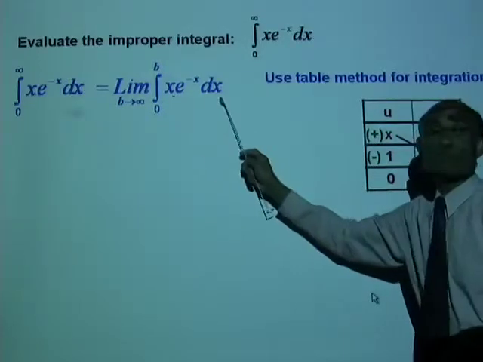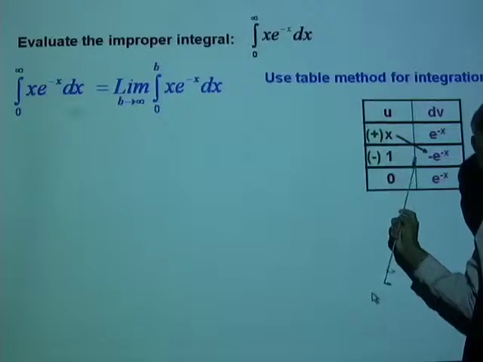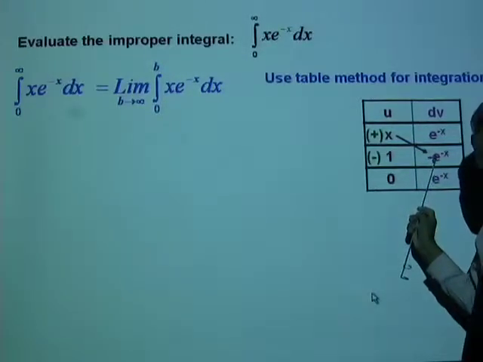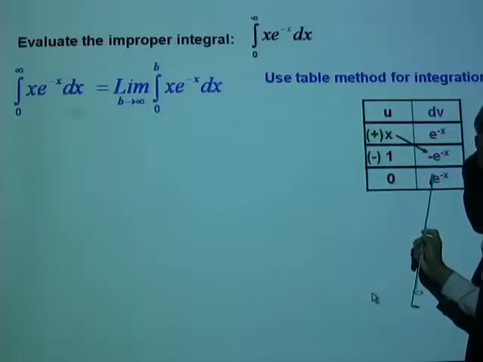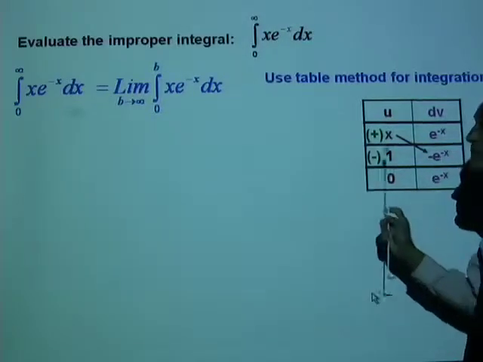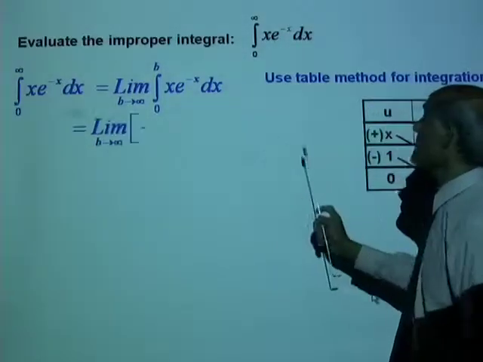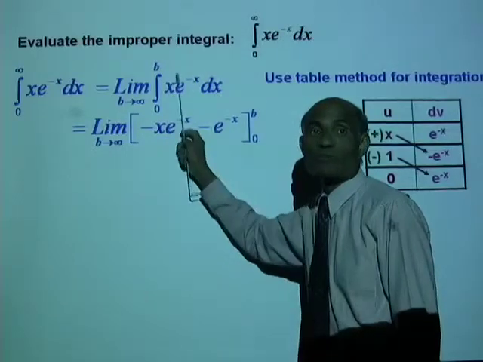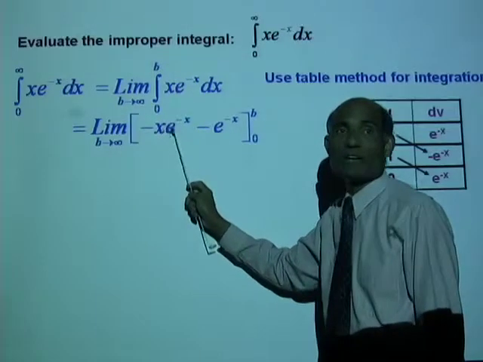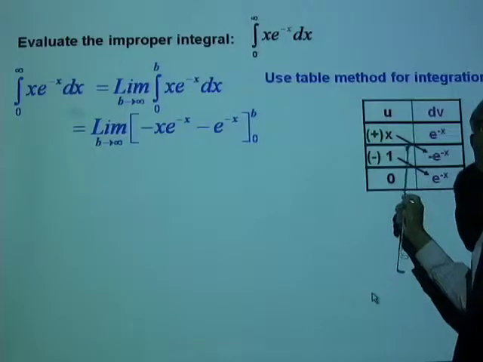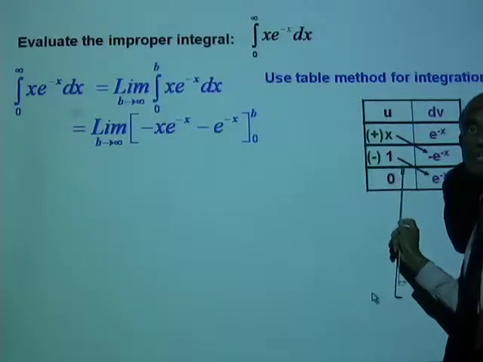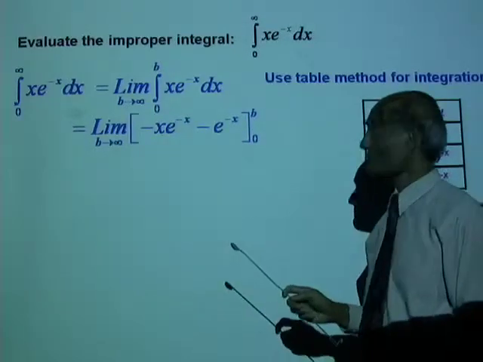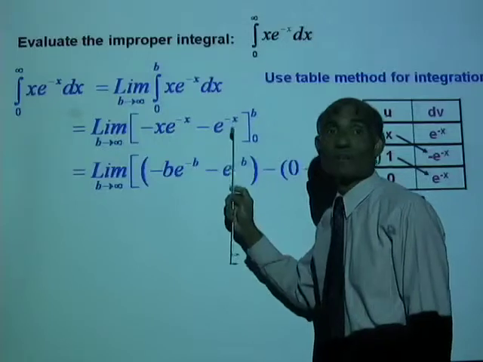So in that integral, what's the first term? Negative x e to the negative x is the first term, minus e to the negative x is the second term. So we will have the limit as b approaches infinity. The value of that integral is negative x e to the power of negative x minus e to the power of negative x, from 0 to b. We can now apply that limit.